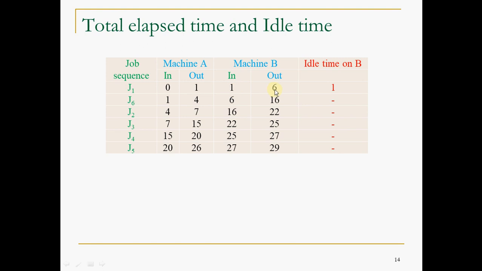Out time 6. Why are you getting 6? Again it is like this only. You refer to the given table or data in the problem. J1 will take 5 minutes to process on machine B, hence 1 plus 5, 6. So 6, 6, just to check, 6, 6, 16, 16, 22, 22, 25, 25, 27. There is no idle time for machine B in between, except in the beginning.